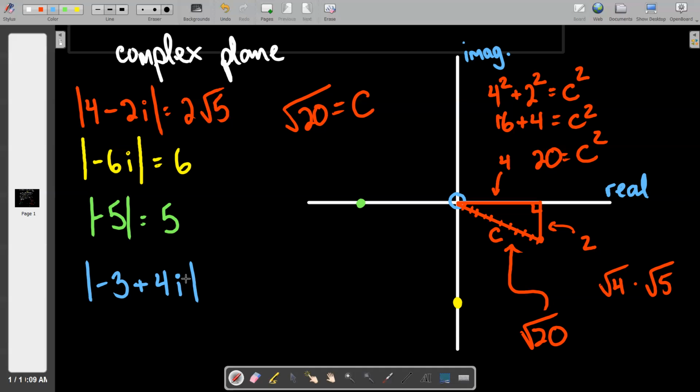Yeah, I love it when people don't say over. Thank you so much. Left 3, up 4. You cannot misunderstand those directions. So there's left 3 and up 4. So the distance, the modulus, is the blue line right there.